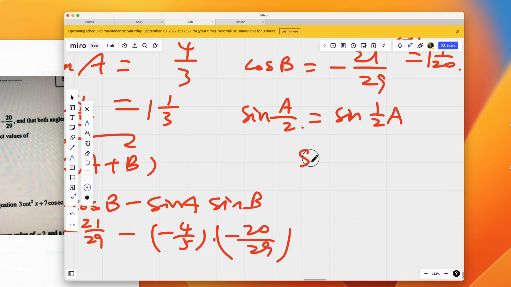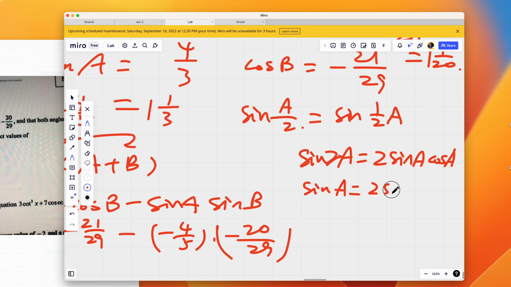Can you read the sine 2A one to me? Sine 2A is equal to 2 sine A cosine A. Good. So if I give you sine A, isn't it 2 sine A over 2 cosine A over 2? Because this is 2A, then this is A and A. This is A, so it has to be A over 2 and A over 2. This is the formula given.